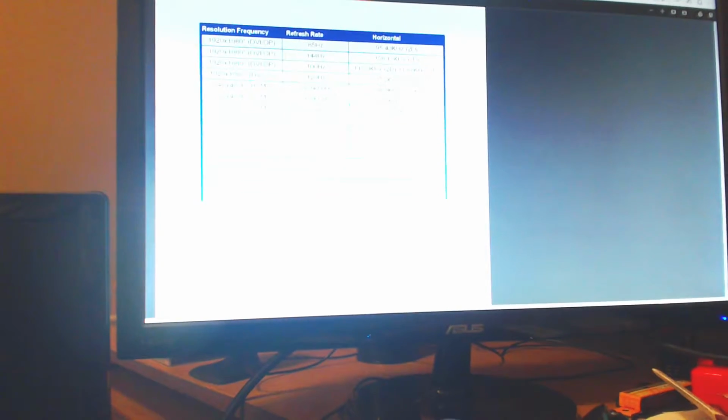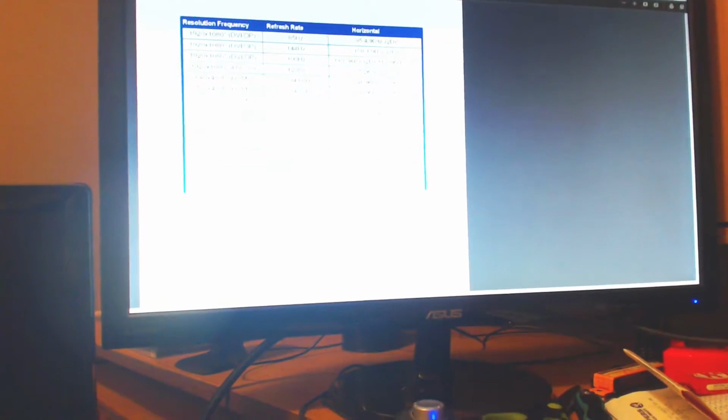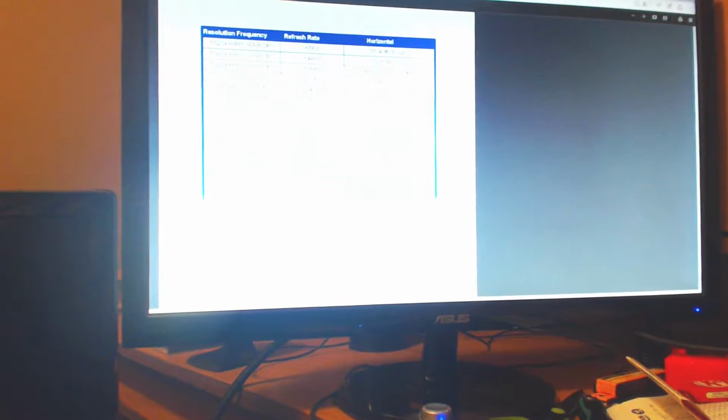Now, this monitor here is the VS247H-P, which used to be my primary monitor. Maxes at 60 Hz, as far as I know. But I've never used anything other than HDMI. But I still think it only maxes at 60 despite that. And my new one, which is the 248QE. I think I'm going to be liking this monitor.